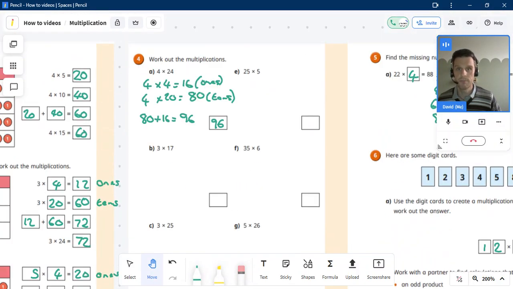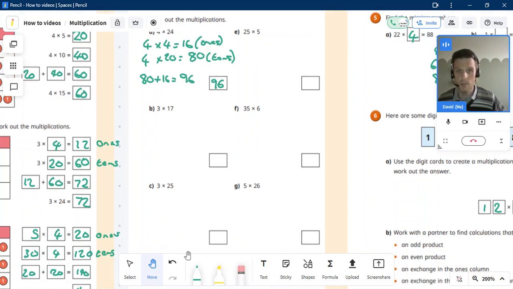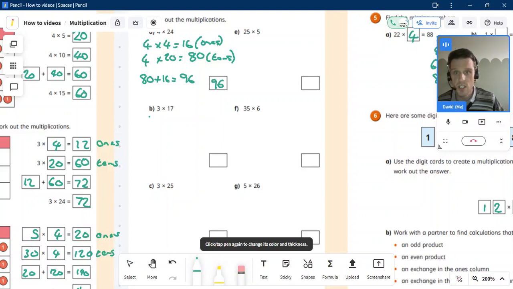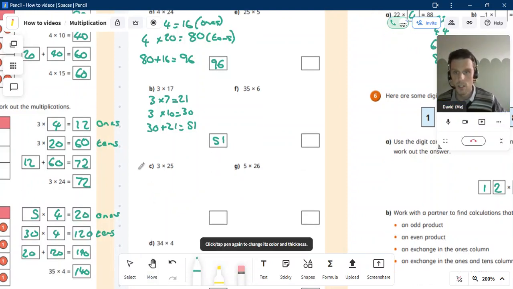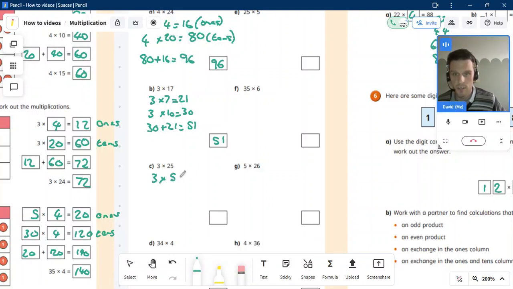Moving on to question 4 now. So I'm going to use the same method throughout. Okay, so we're going to do the ones first. So 3 times 7 equals 21. 3 times 10 equals 30. 30 plus 21 equals 51. So the answer is 51. Same for C now. 3 times 5 equals 15. 3 times 20 equals 60. 60 plus 15 equals 75. So my answer is 75.